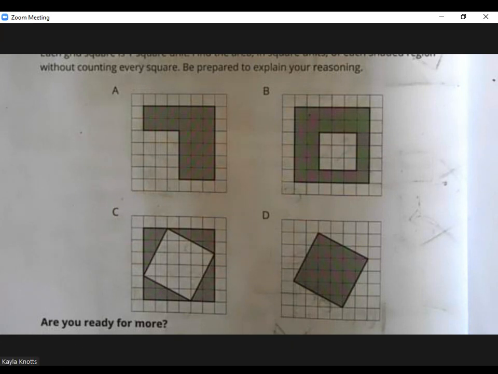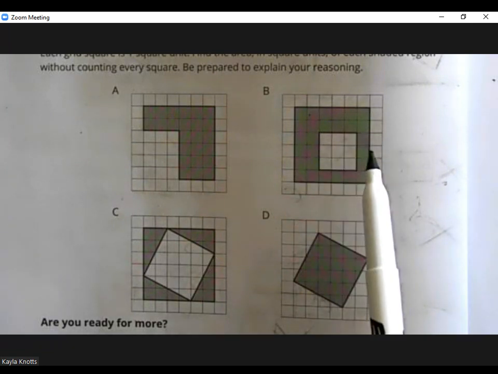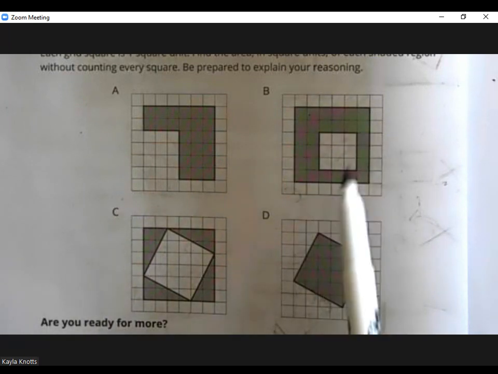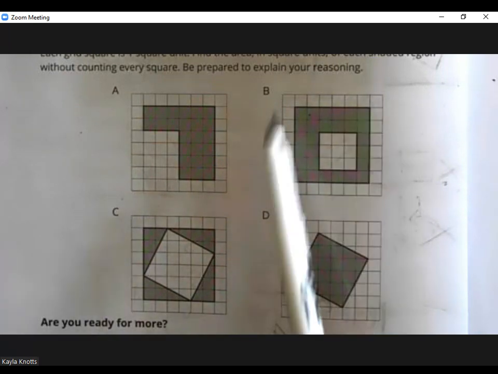Guys, sorry that we got cut off earlier, but let's look at 3.2 on the grid. Each grid square is 1 square unit, and you need to find the area in square units of each of the shaded region without counting every square. So let's look at letter B. Again, we need to find the area of just the shaded part right here, not the white right there or the white on the outside.